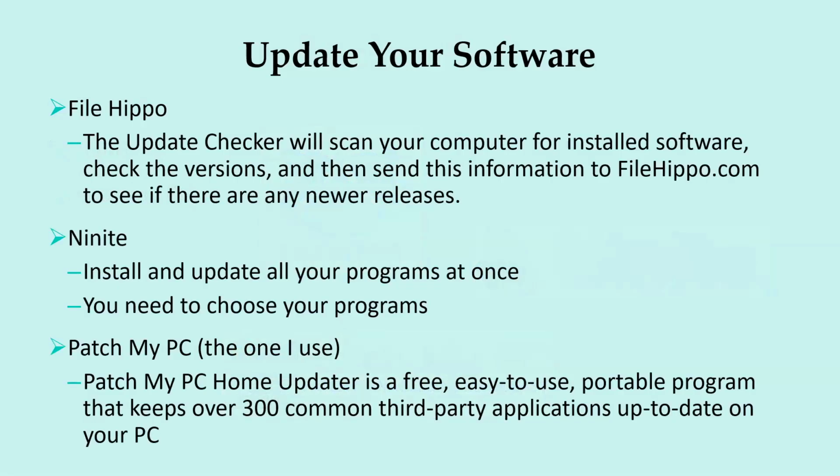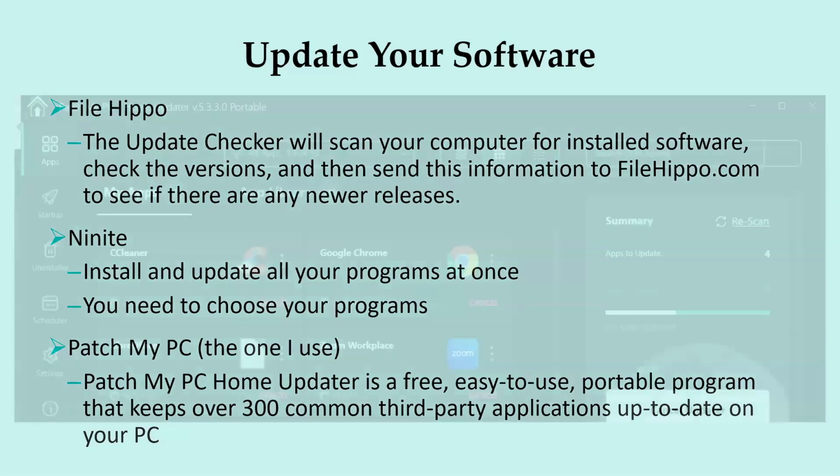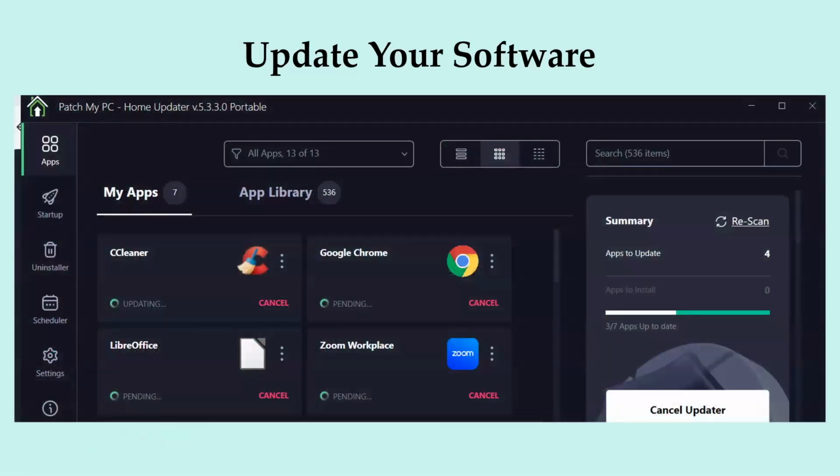They're all free. And I say, how in the world do they make their money? Well, Patch My PC has a free program or app for home use. We don't pay. They sell this to businesses. That's where they make their money. Free to us. They have 300 third-party apps that, if you have them all, you can keep up to date with this. Same thing with Ninite and File Hippo. And this is what PC Update does. I ran it just before I logged on. I had 4 things that needed to be updated.